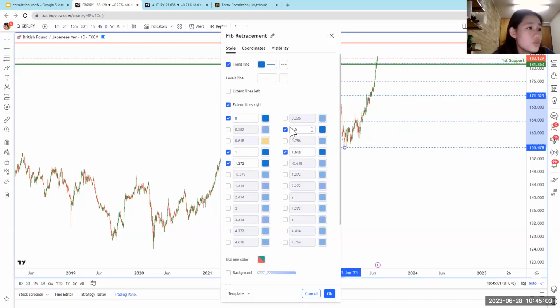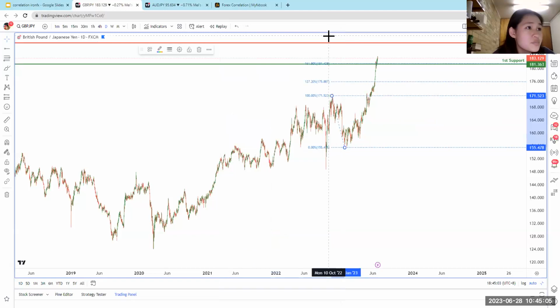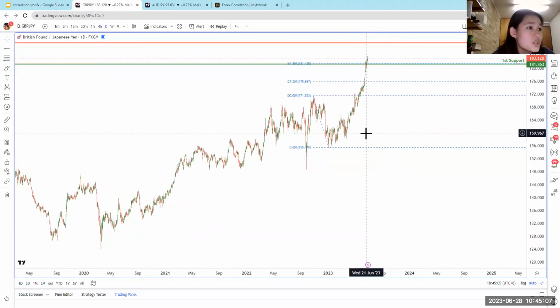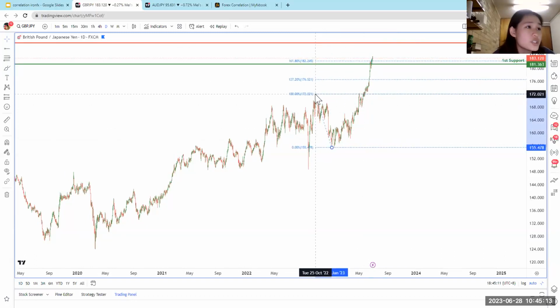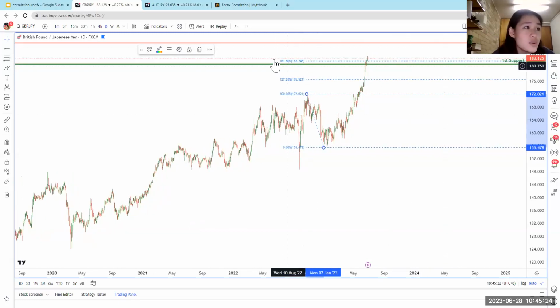I'm going to make use of my Fibonacci extension. So Fibonacci extension is basically when you take this Nike tick and you look for a projection of where prices are heading towards. Here we use these two levels, 127.2 and 161.8. And I can see my 161.8 matches my first support.